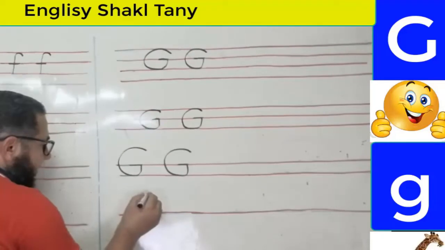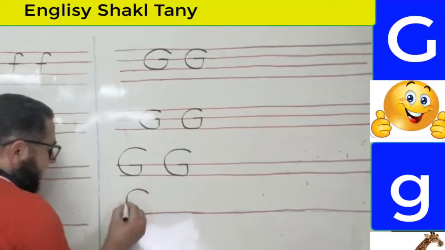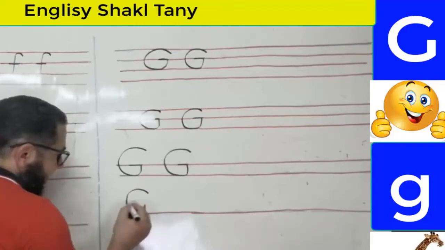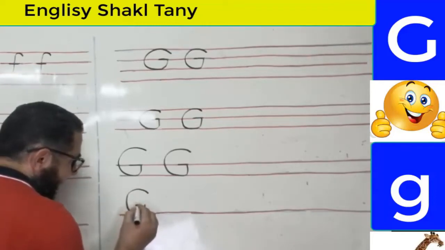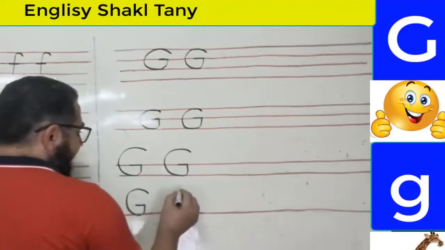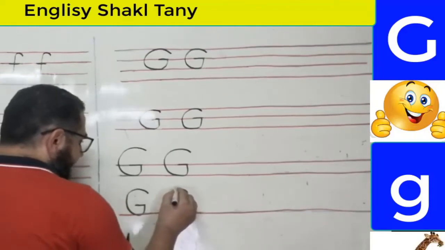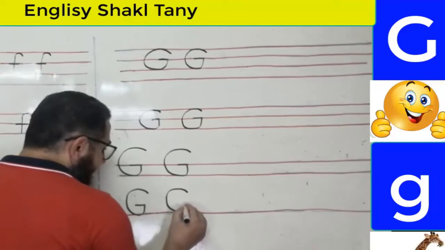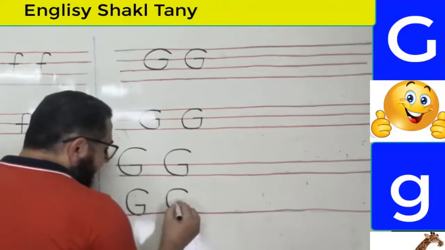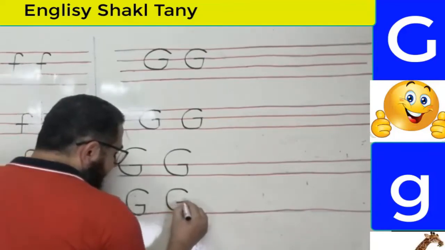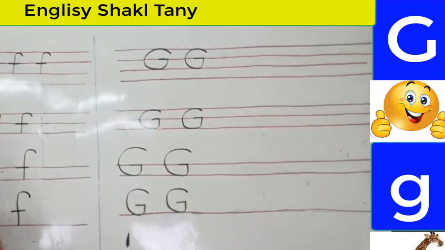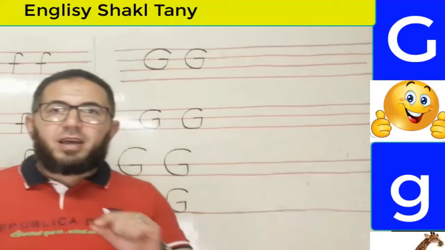I'll start at the top, then go down to this line, go back again like that to the middle, and make a sleeping line like that. Again, a curved line at the top, go down to this line, and go back again to its middle. And then go straight like that. It's G capital.